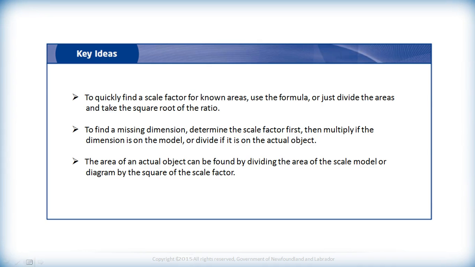So, all right. Quick review. To quickly find a scale factor, just divide the areas and take the square root. Yep. To find a missing dimension, find your scale factor first, multiply if the dimension is on the model, or divide if it's on the actual. The area of an actual object can be found by dividing the area of the model by the square of the scale factor.